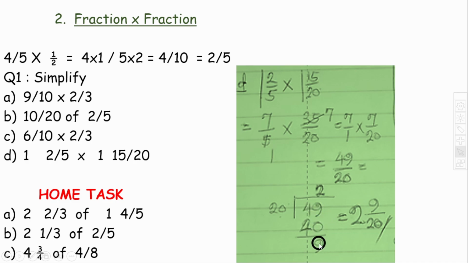The remainder is 9. So now that we've gotten all this, we can write out our mixed fraction. This 2 at the top here is the whole number. This remainder here is the one that will be on top, 9 all over this 20 here. So we have 2 whole number 9 over 20 as our final answer.